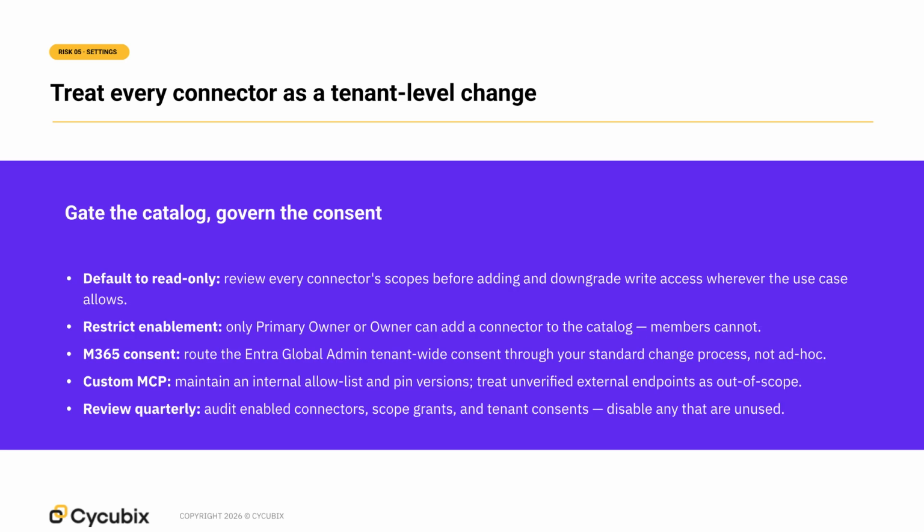4. For custom MCP servers, maintain an internal allow list and pin versions. Treat unverified external endpoints as out of scope. 5. Audit enabled connectors, scopes, and tenant consents quarterly. Disable anything unused. The connector you forgot is the connector that breaches you.